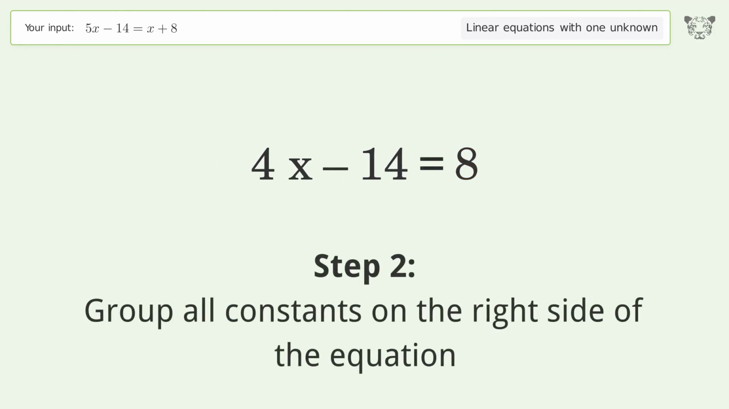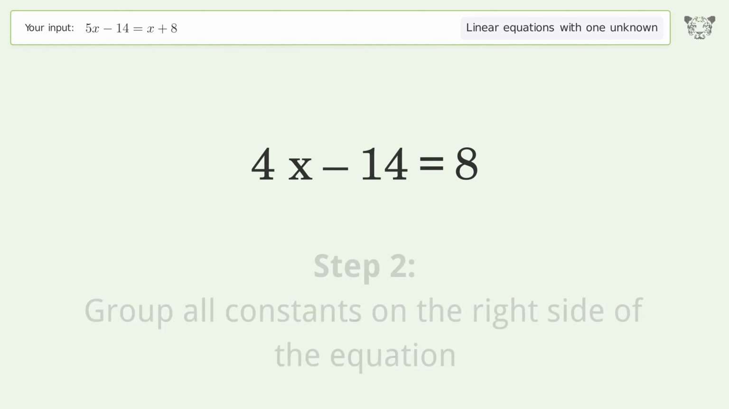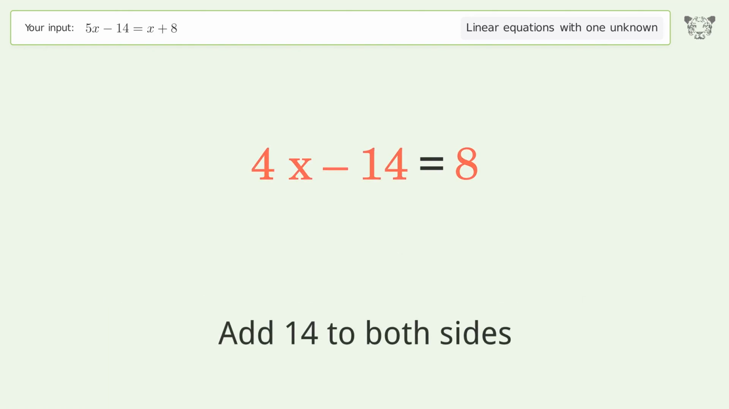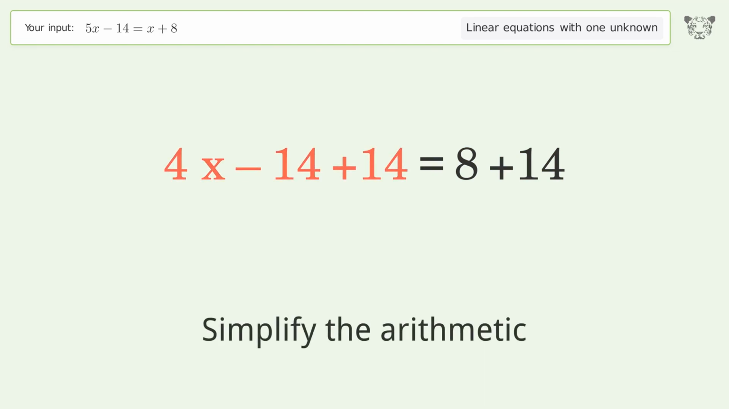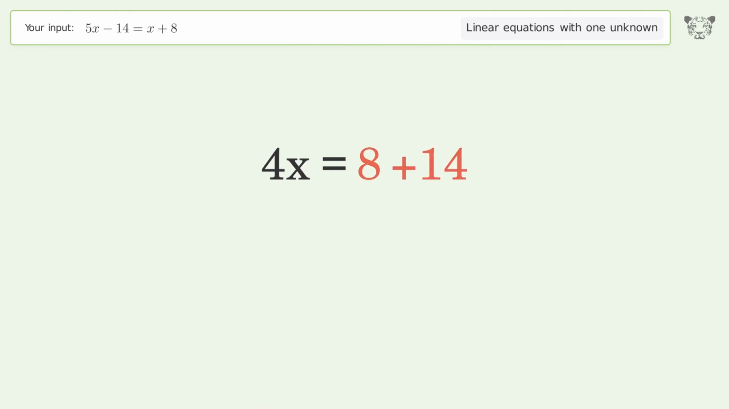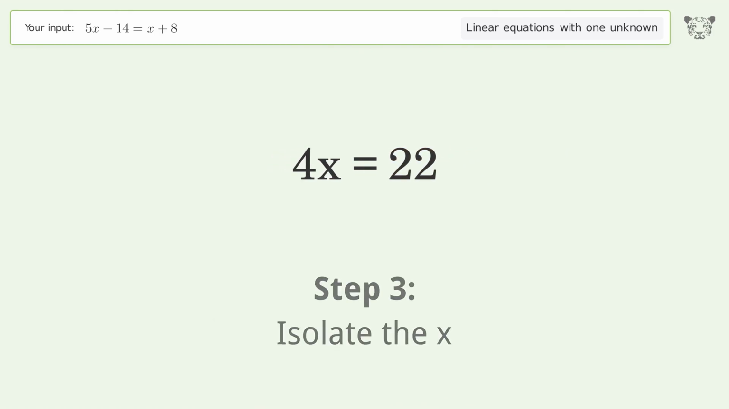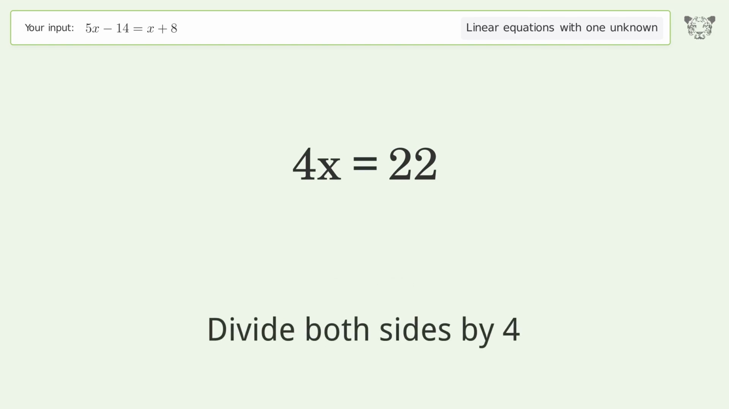Group all constants on the right side of the equation. Add 14 to both sides. Simplify the arithmetic. Isolate the x. Divide both sides by 4.